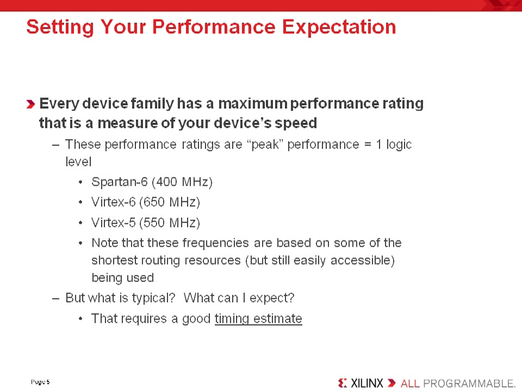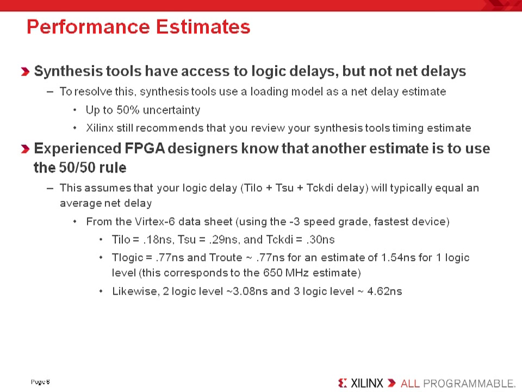Now, those frequencies are based on some of the shortest routing resources, but they're usually still easy to access. So it's not unusual for a customer to get those used, but the key thing is one LUT. How do you build logic that will get down to one lookup table? Well, we'll talk a little bit about those HDL coding styles and some of our other RELs. But the key thing is to understand that that speed is not typical. That's maximum speed. What you need to anticipate is what is typical performance, and be able to determine what is typical performance for the chosen device family. And that requires a good timing estimate.